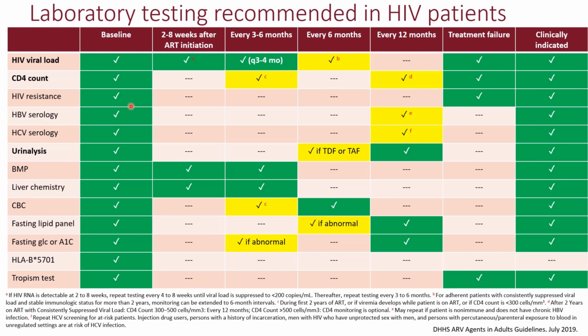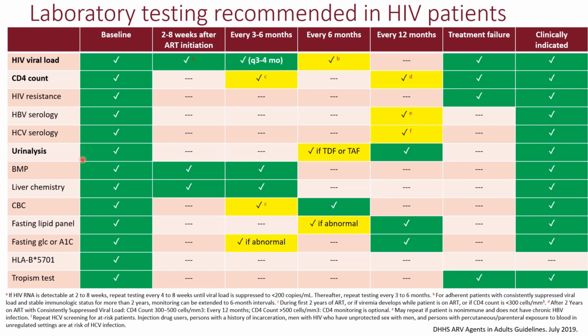HIV resistance is needed at baseline, but then you don't really need to do it unless the patient has treatment failure or you have some reason to believe that there is resistance. Otherwise, it's not really needed. The same with Hep B and Hep C, you definitely need it at baseline. If someone is at risk of getting Hep B or Hep C, or especially with Hep B, if they're unvaccinated, it's good to check these annually.